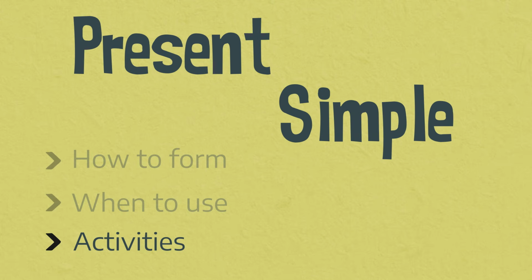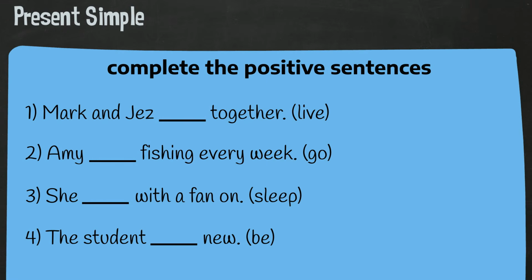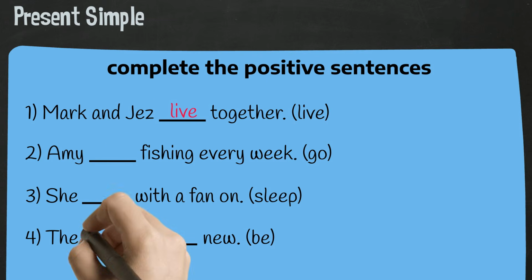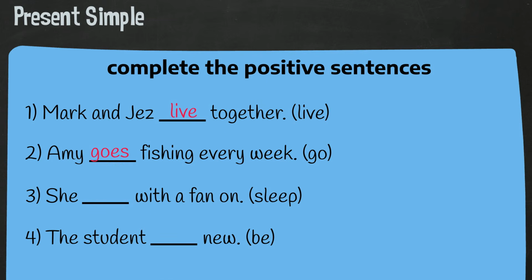Now it's time for a few activities. Complete these positive sentences using the verbs provided. Pause here while you work. Let's check how you went. Mark and Jez live together. Amy goes fishing every week. She sleeps with a fan on. The student is new.